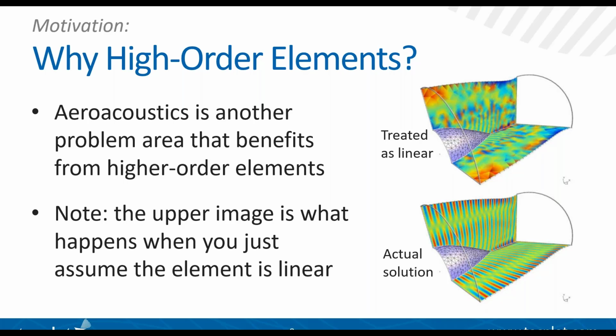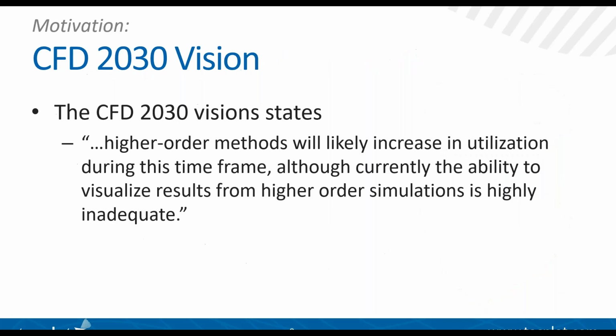So this is the motivation for us to actually add higher order visualization to our products. Final motivation comes from the NASA CFD 2030 vision document. In this document, they say, quote, higher order methods will likely increase in utilization during this time frame, although currently the ability to visualize results from higher order simulations is highly inadequate. So others have seen this as a problem, and that's another reason we're trying to address the problem.